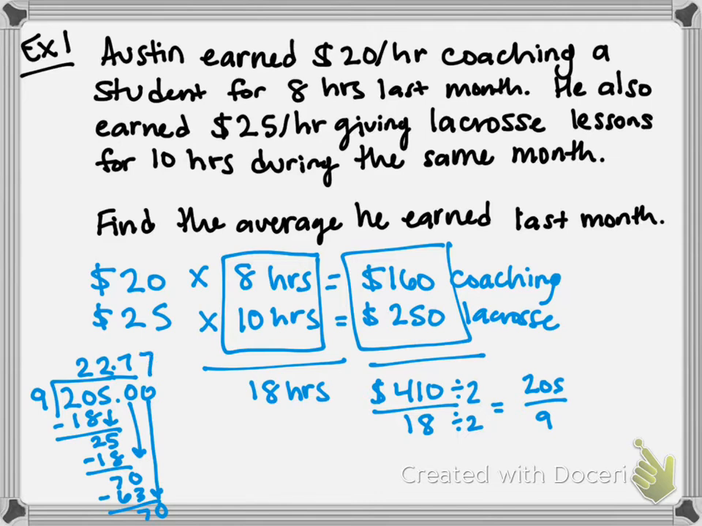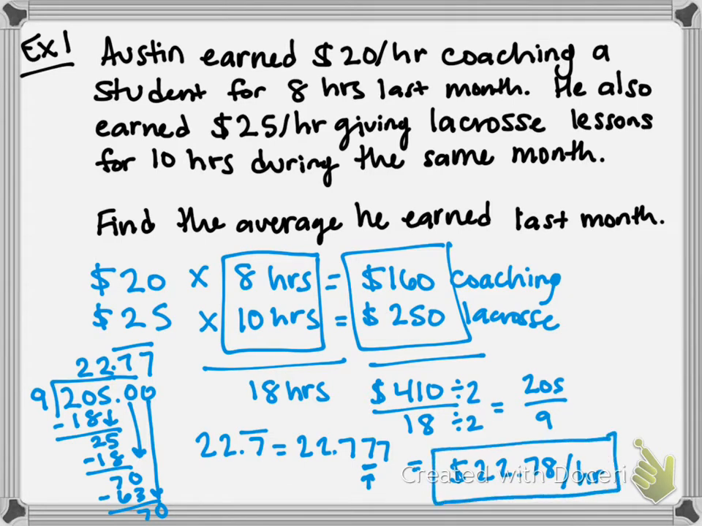So this is where you've got to be careful. This is 7 repeated, right? 22.7 repeated is 22.777 forever. For money, I want to round to the hundredths place, so I'm going to round up because the following number is a 7. So this means he earned $22.78 per hour on average for the last month.